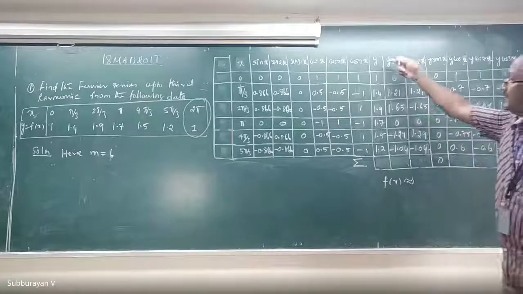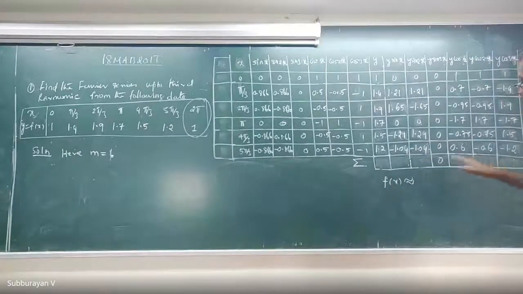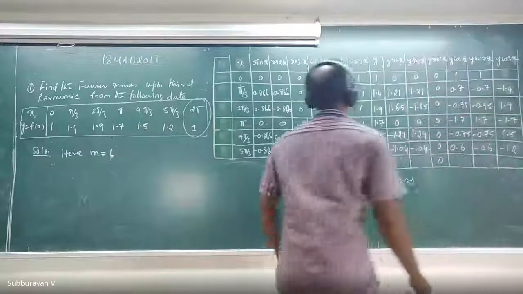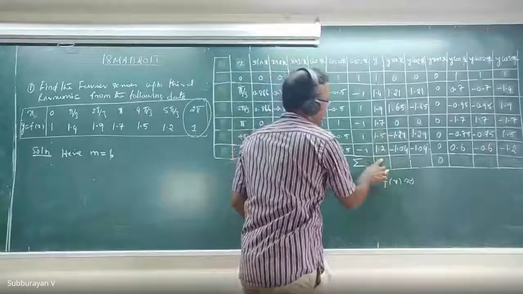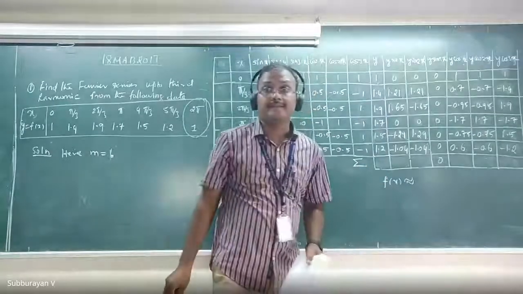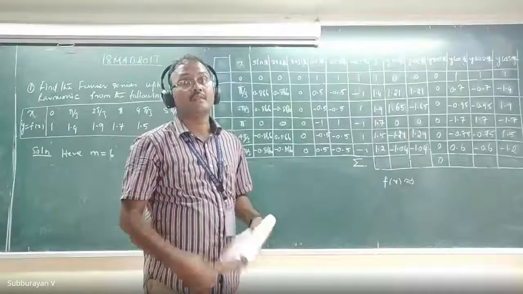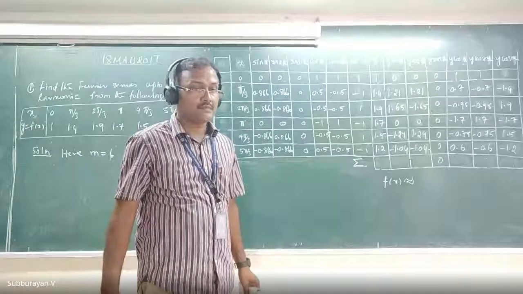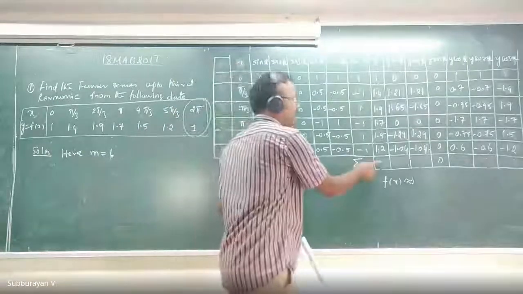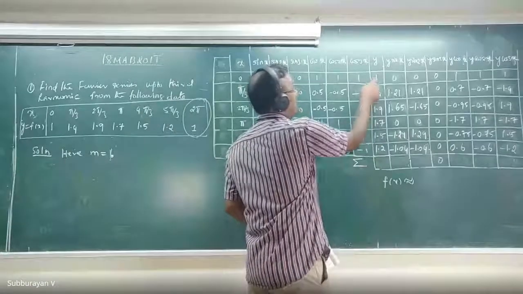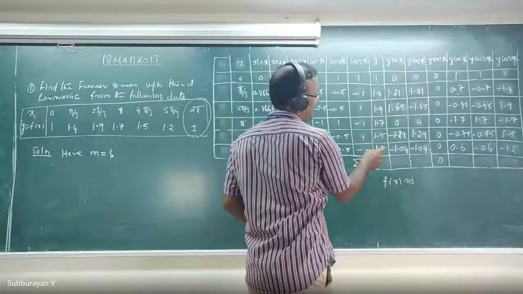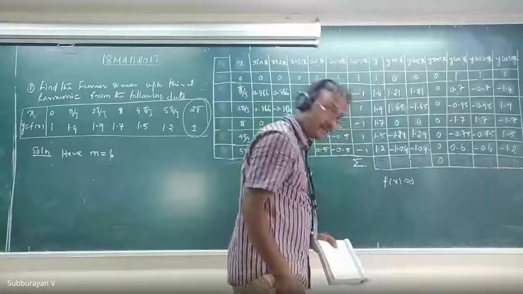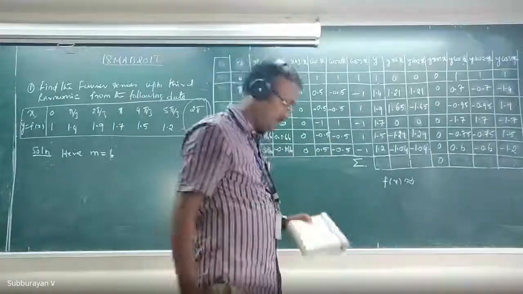Now calculate the summation. This is the summation row. Now calculate summation y. You add all these things and tell me what is this value here. What is summation y? Here, summation y: 1 plus 1.4 plus 1.9 plus 1.7 plus 1.5 plus 1.2 is 8.7.